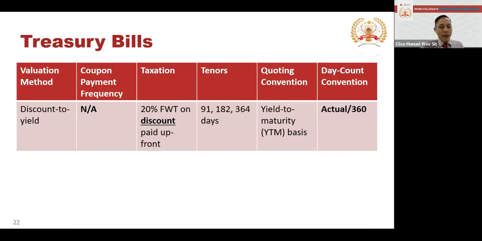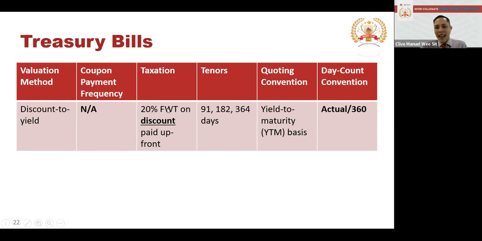So the third government security that we will do a valuation for today is a treasury bill. Now, the valuation method for a treasury bill is discount to yield. It's not the regular discounted cash flow formula for coupon-bearing instruments. It uses a discount to yield formula. Now, obviously, because treasury bills are zero coupon securities, there's no coupon payment frequency.